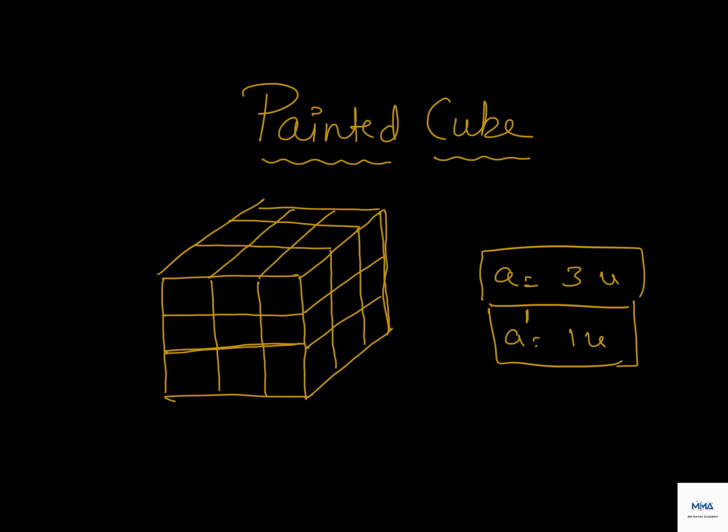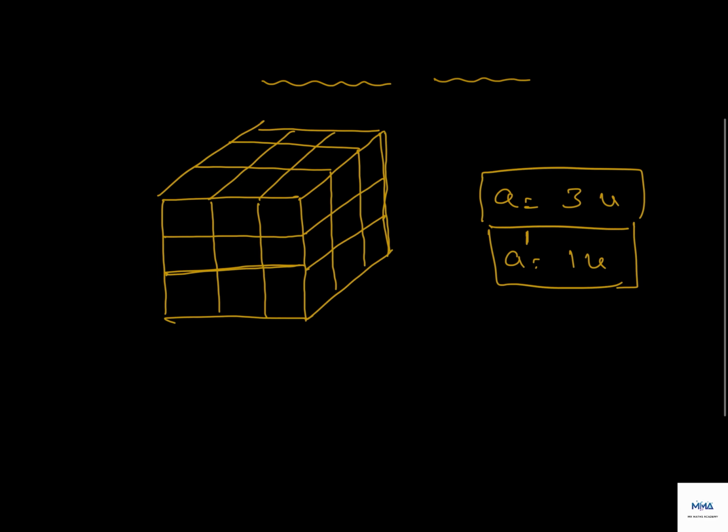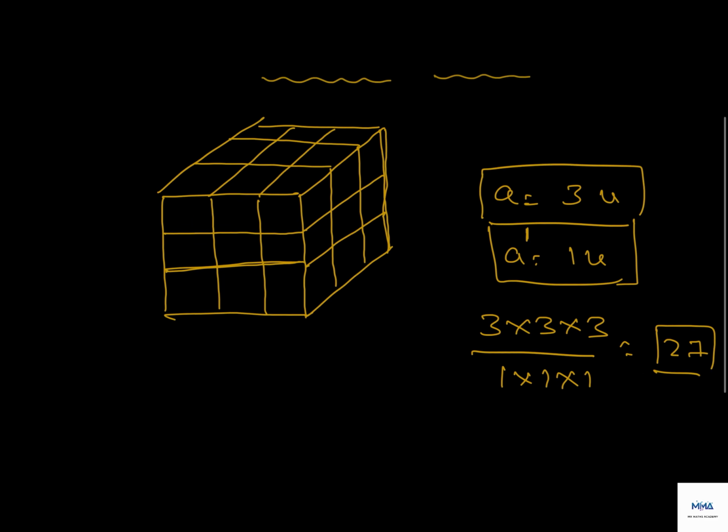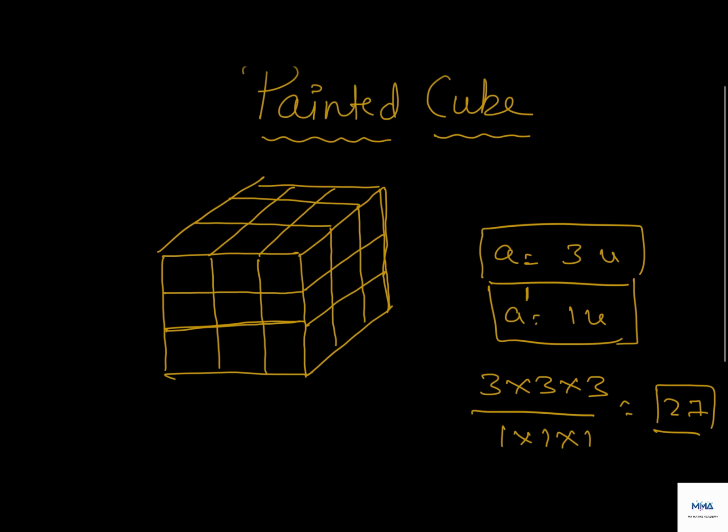Now this painted cube is cut into small cubes of side 1 unit. The number of cubes we're going to have is equal to 27 in this case. After it's cut into small cubes, you will be asked to find out the number of cubes with 0 surfaces painted, 1 surface painted, and 2 surfaces painted as well as 3 surfaces painted.